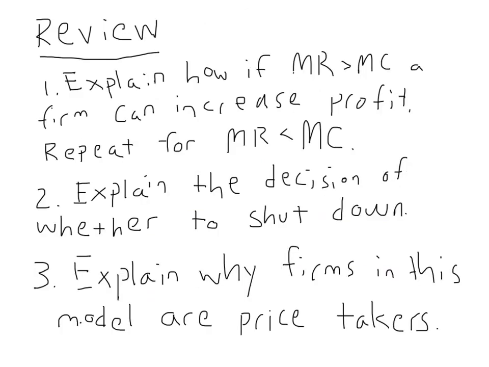So our review questions: first, explain how, if marginal revenue is greater than marginal cost, a firm can increase its profit. Ask the same question about how a firm can increase profit if marginal revenue is less than marginal cost, and then put that together to get a rule for how we can know a firm is maximizing its profit. The second question is explain the decision of whether to shut down or not in intuitive terms, and then explain the rule in terms of our variables for whether a firm should shut down. And our third question is explain why firms in this model are price takers.